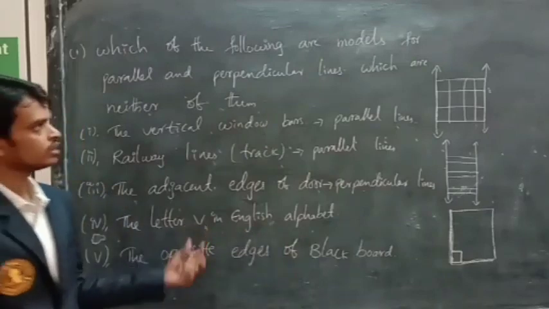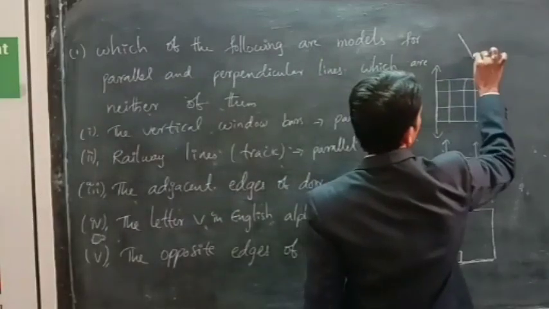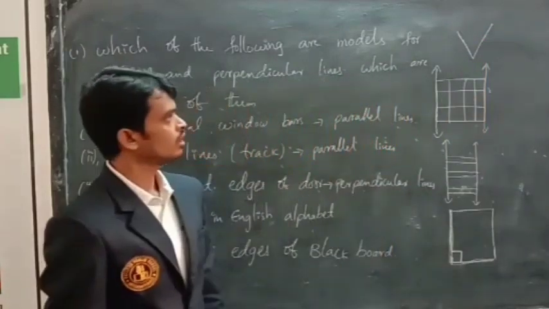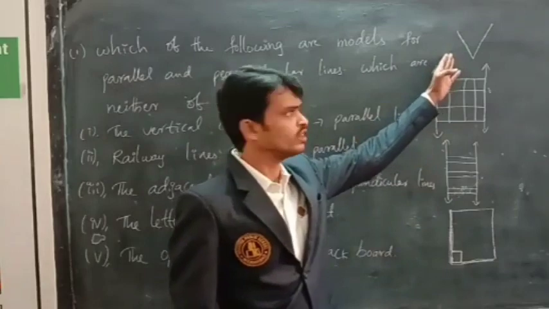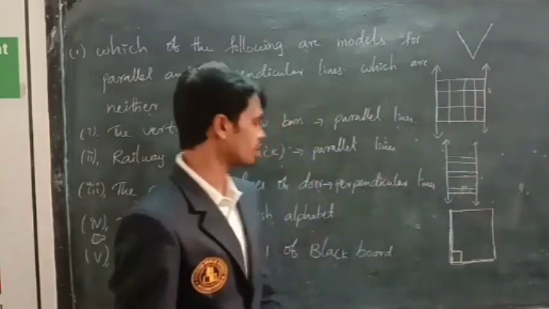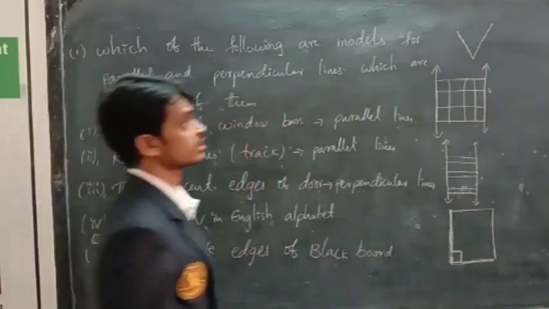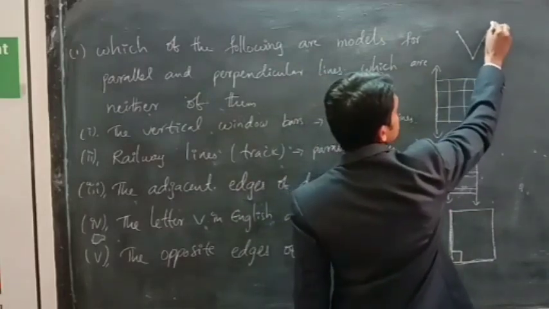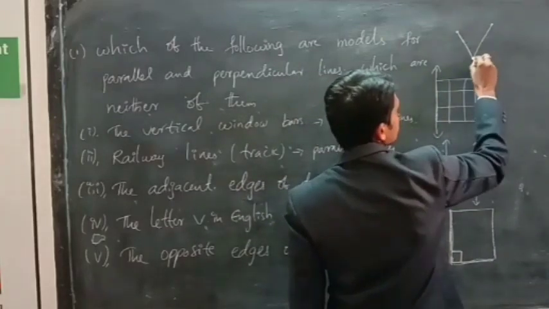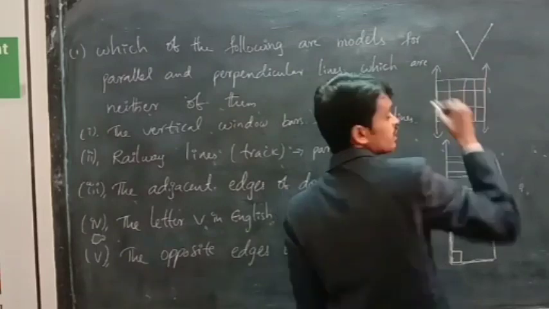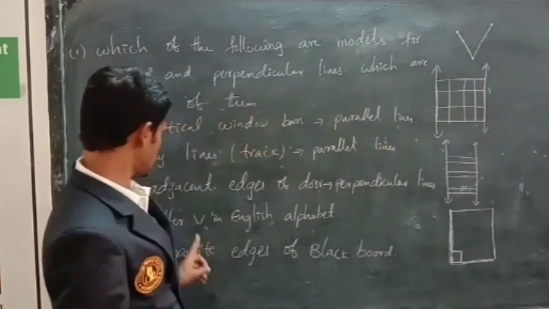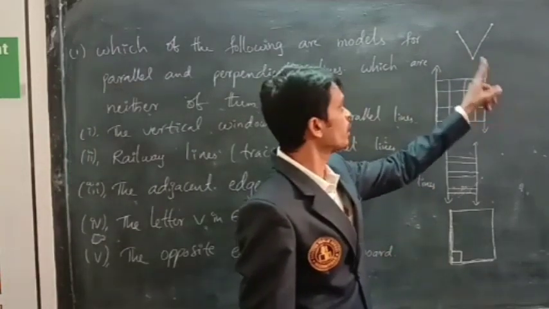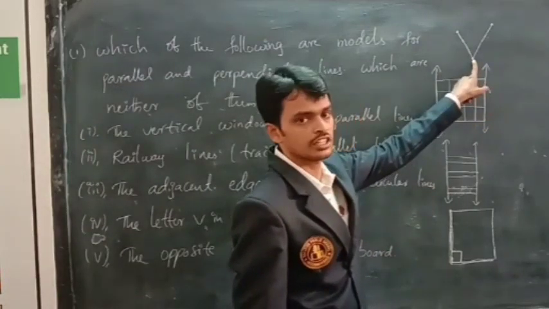Next, the fourth one, the letter V in the English alphabet. Observe the letter V. First of all, is this a line? No, it consists of line segments. Are they parallel? No. Why? Because they are intersecting each other.